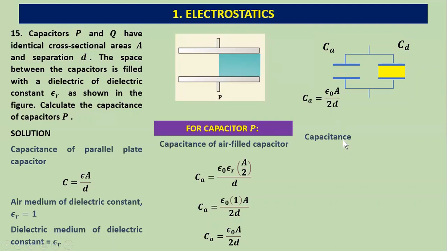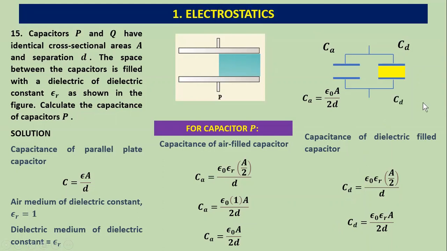Let us go for the second capacitor filled with dielectric medium. Its value is Cd, given by epsilon naught epsilon r into A by 2 by D. Here the value of epsilon r is as it is, no change. The 2 will come to the denominator. The final value is Cd equal to epsilon naught epsilon r A by 2D. Let us write this value near the dielectric filled capacitor.